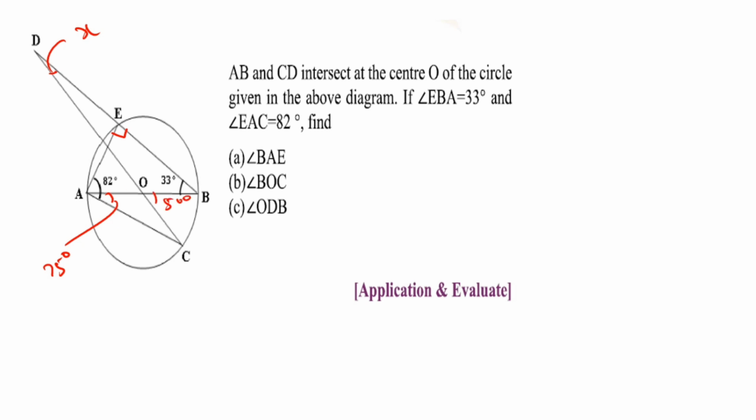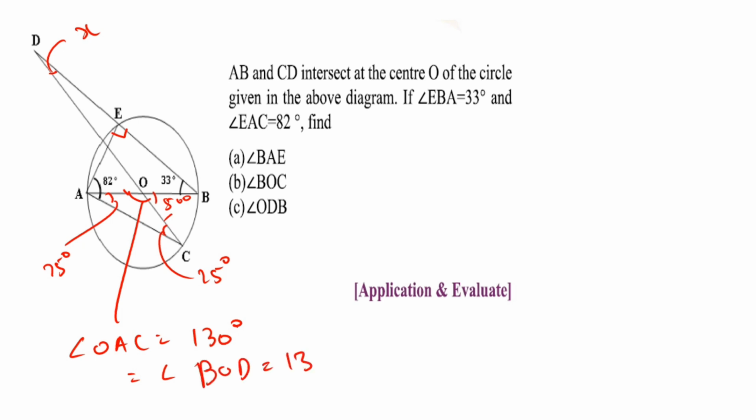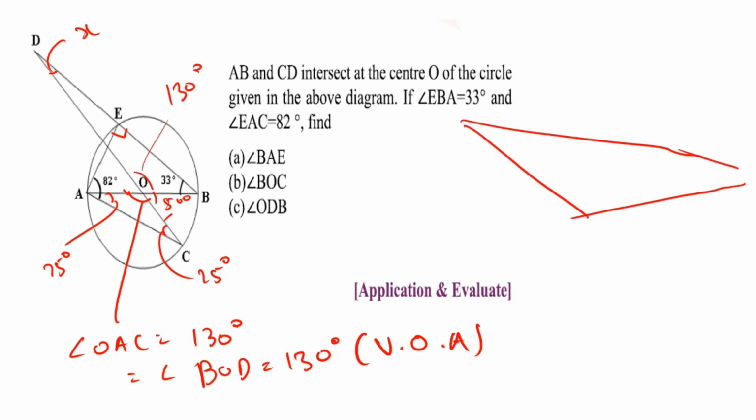You can see this is an isosceles triangle OAC. As the radii are equal, the other angle will also be 25 degrees. The sum of all angles in a triangle is 180 degrees. So angle AOC is how much? 180 minus 50, that is 130 degrees. If AOC is 130 degrees, angle BOD will also be equal to 130 degrees. Vertically opposite angle BOA will also be 130 degrees.